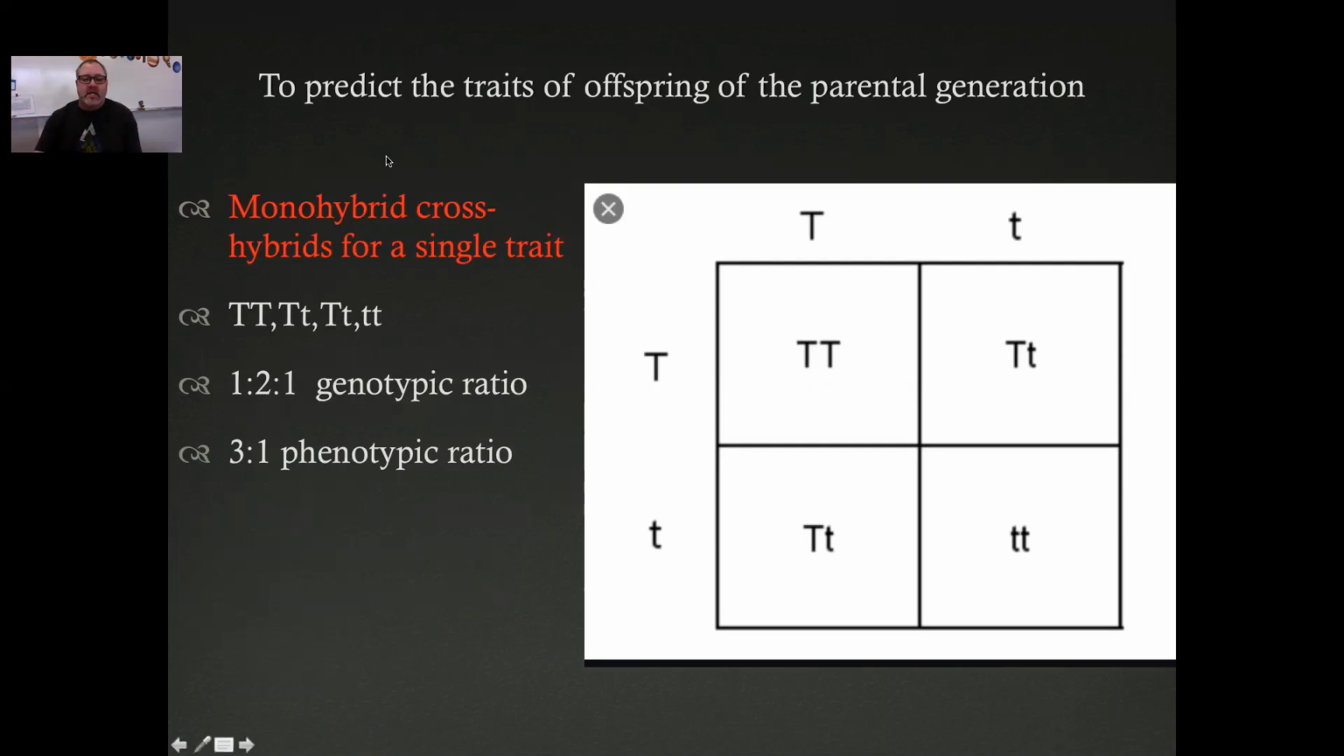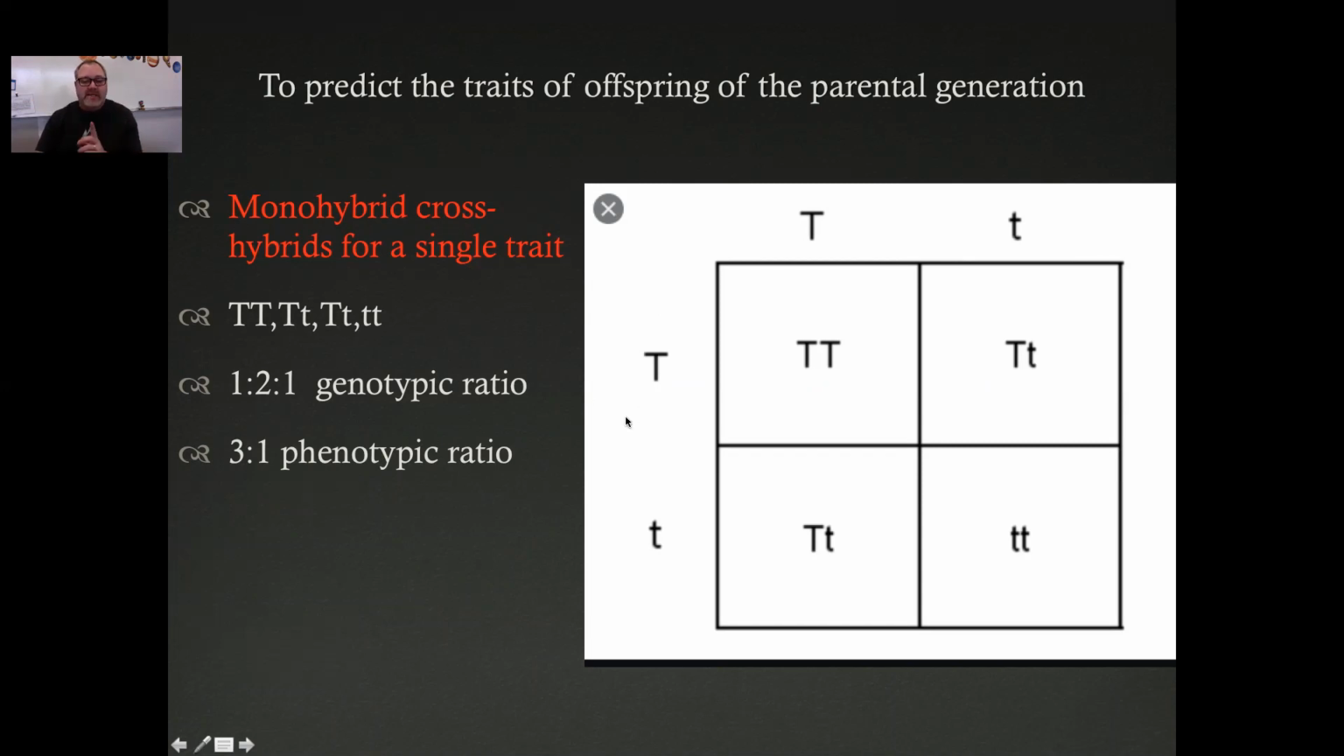And when we set up Punnett squares, we don't really care if we put mother on top and father on the side. It really makes zero difference at all. So the monohybrid cross is what we're doing, and this is a hybrid for one single trait.